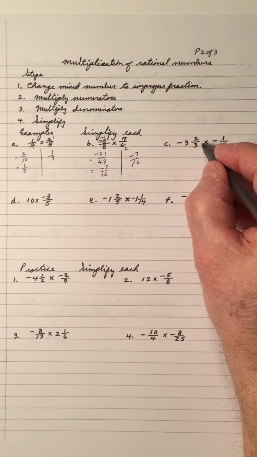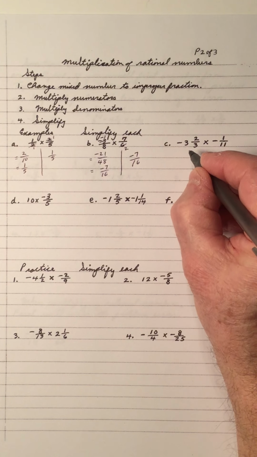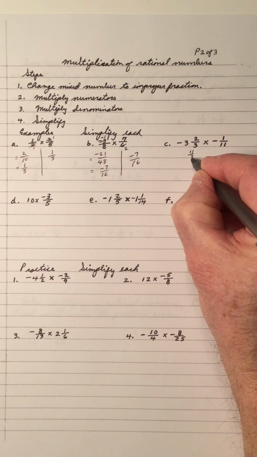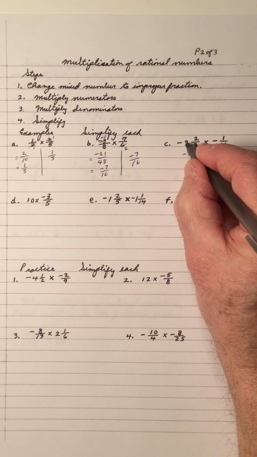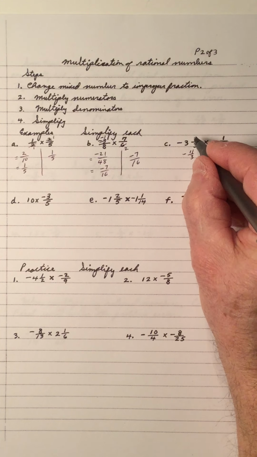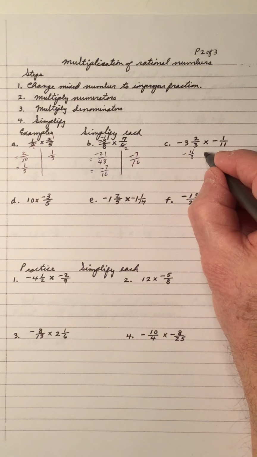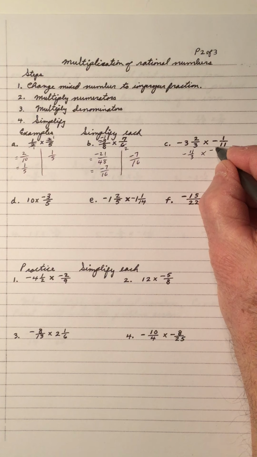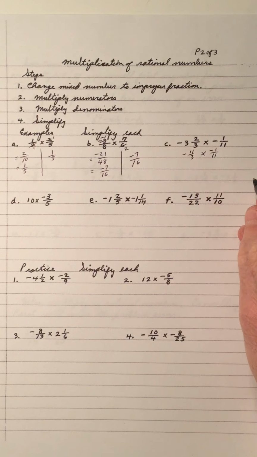C, we have a mixed numeral. So let's change it. Remember the mixed numeral? 3 times 3 is 9, plus 2 is 11 over 3, and it's negative. We multiply those two numbers and add on that one and make it negative after. Multiplied by negative 1 over 11.